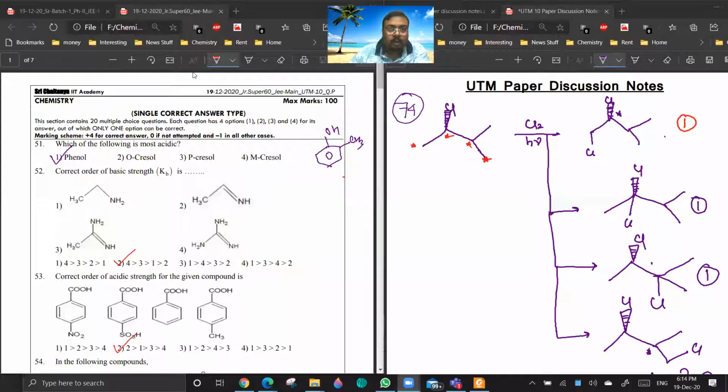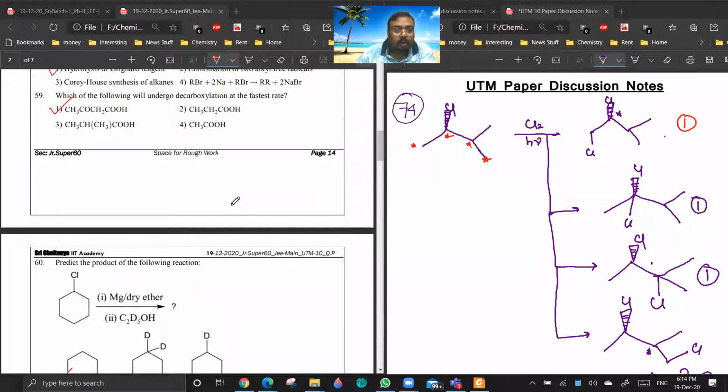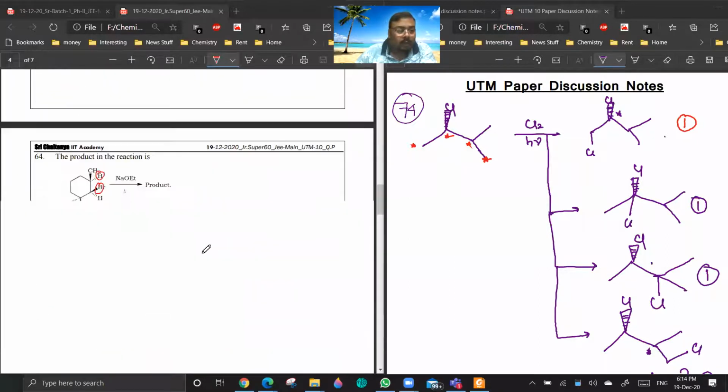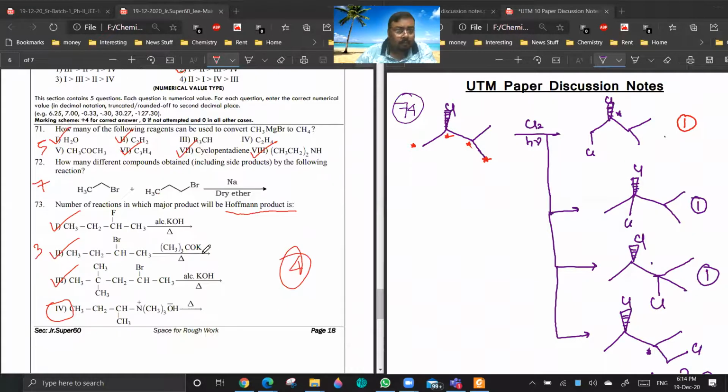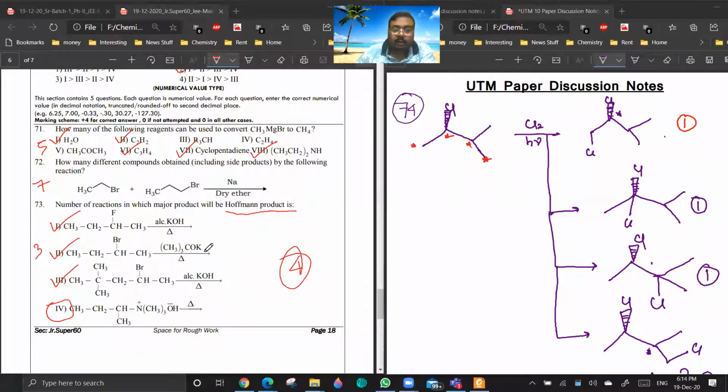Good evening, students. We are going to start UTM 10 paper discussion. This is based on GOC, tautomerism, alkanes, and half of alkenes. So as usual, we'll be starting with the numerical value questions. So question number 71 to 73.